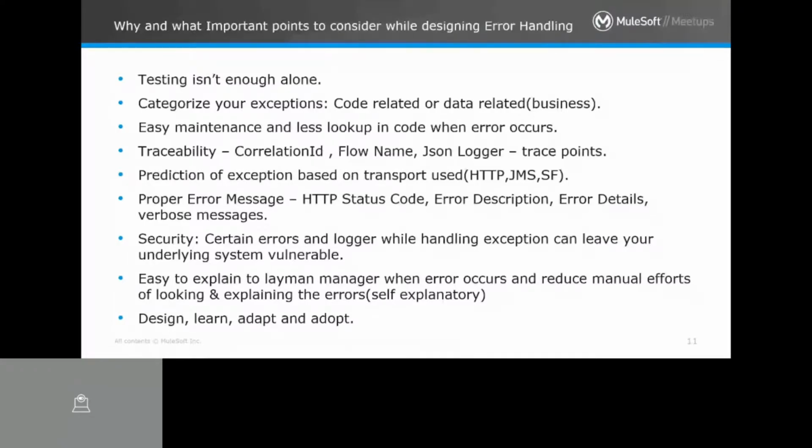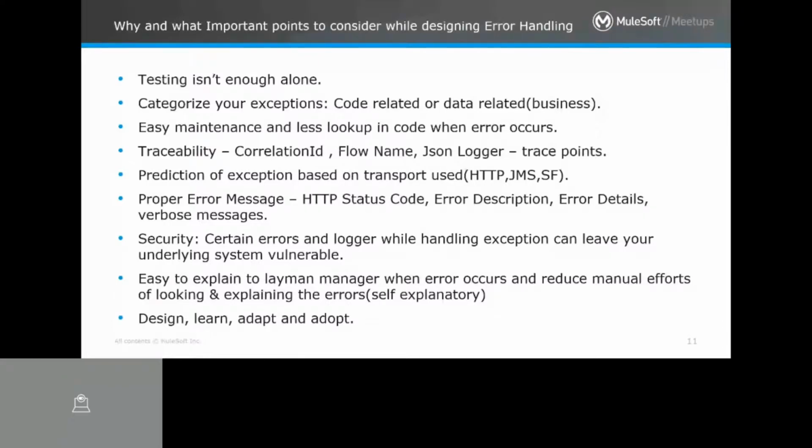Prediction of the error based on the transport used. While designing the error handling, we can see which kinds of connectors we are using: HTTP, JMS, Salesforce. Based on that, we can think about what kind of errors can occur, and even MuleSoft provides some predefined errors and namespaces. Then a proper error message is very important: HTTP status code, error description, error details, verbose messages. All this should be there if any error occurs in API-led connectivity, especially in REST APIs, so that it gives you a clear idea.